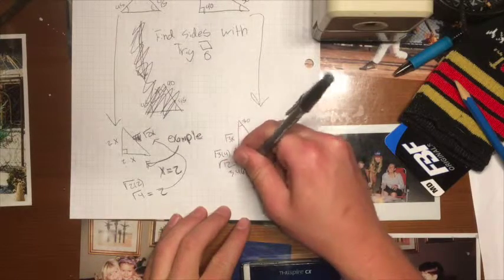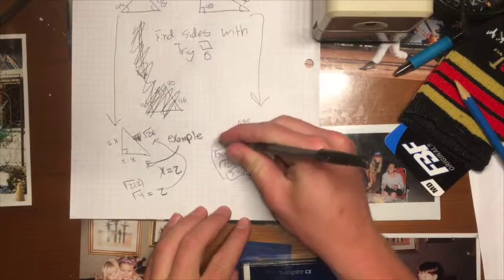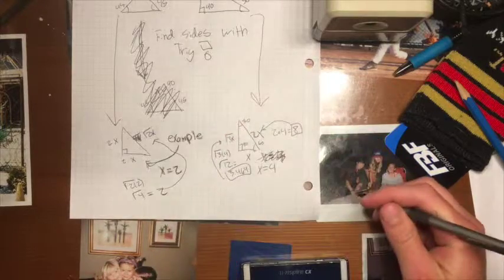Because they're special right triangles, you are able to figure out what sides they have because of their angles.